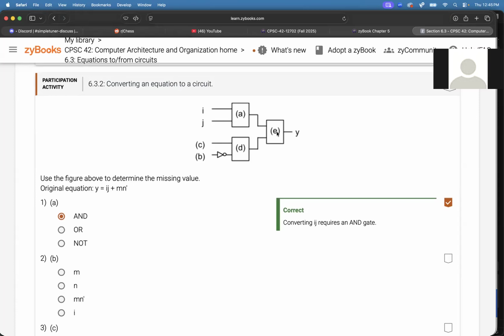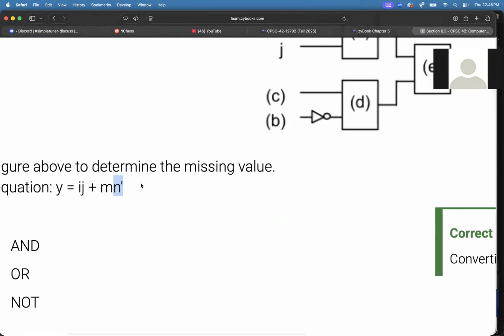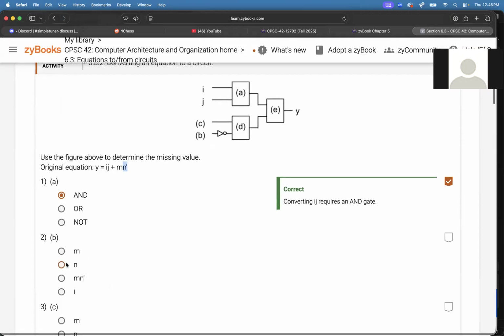B, where's B? Over here. So these are the other two variables, right? So I and J are up here. So we have M and N. These must be M and N, but specifically we see not in, right? Not in. So here's a not. So this must be in, right? So in goes through the not gate. So that's got to be in.